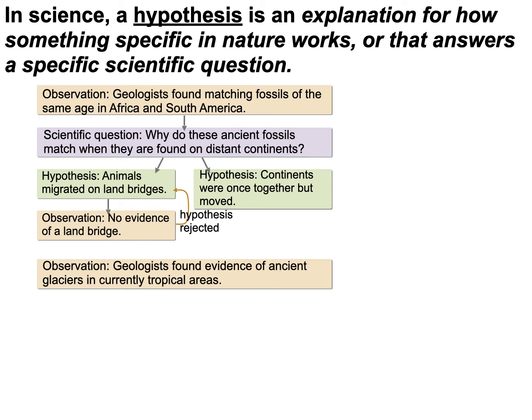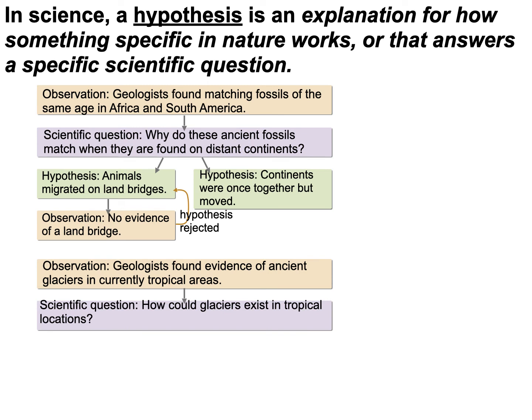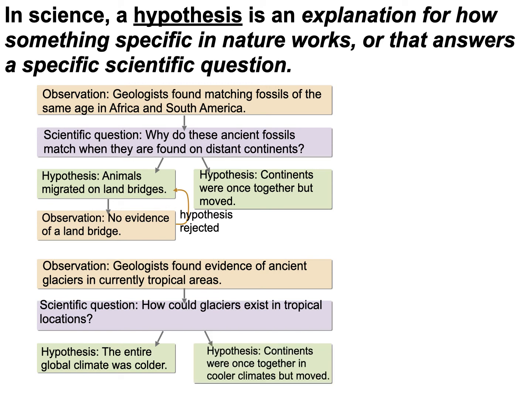So the question that emerged was, how could glaciers exist in these tropical locations? Many hypotheses were generated. Two examples are given here. One, perhaps the entire planet was cooler and glaciers could form in tropical areas in those times. Or maybe two, continents with glaciers were once joined together more towards the poles than they are today, but have since moved apart and towards the equator.